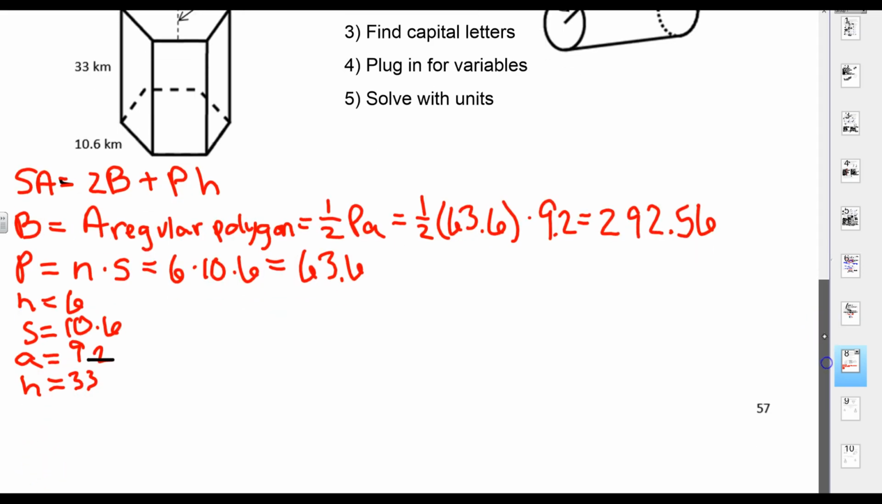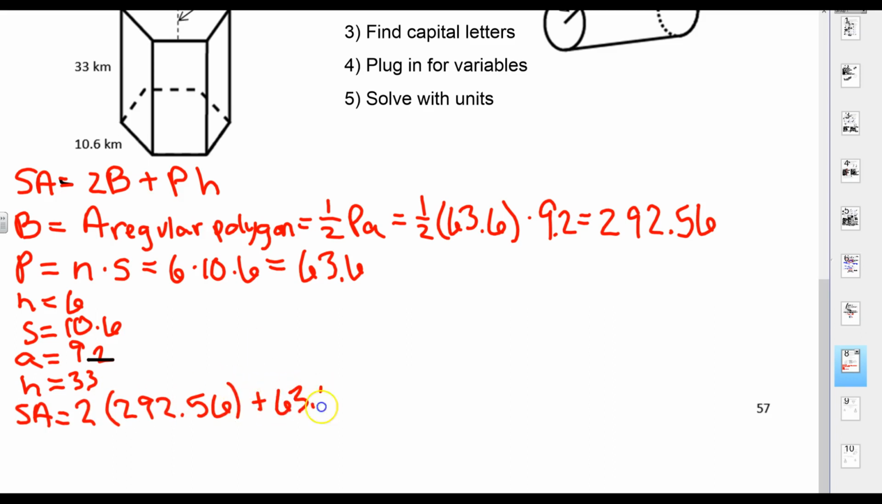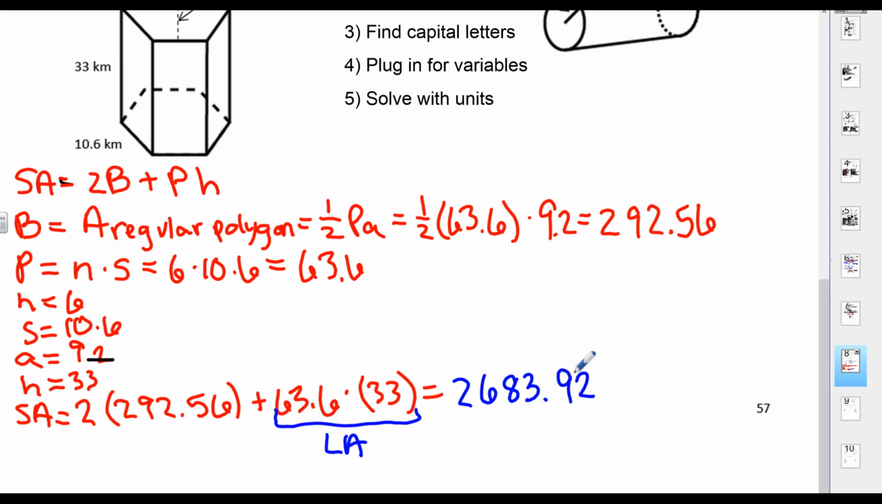Well, now I'm ready to plug in to my original formula. So again, surface area equals 2 bases, that's 2 times 292.56, plus a perimeter, which is 63.6, times the height, which we found to be 33. Guys, if you want to, at that point, you can plug all that into your calculator straight away and it will produce the answer. Keep in mind, this piece right here is the lateral area. So if you're asked to find the lateral area, that's it right there. But when I plug this into my calculator, I end up getting 2,683.92, and I need to interpret in terms of units. Well, this is in kilometers squared.